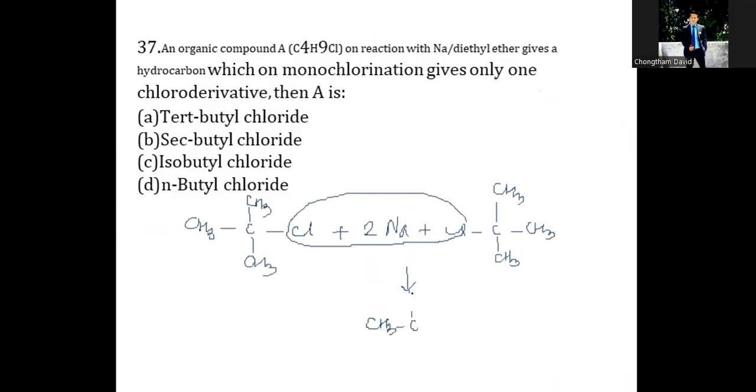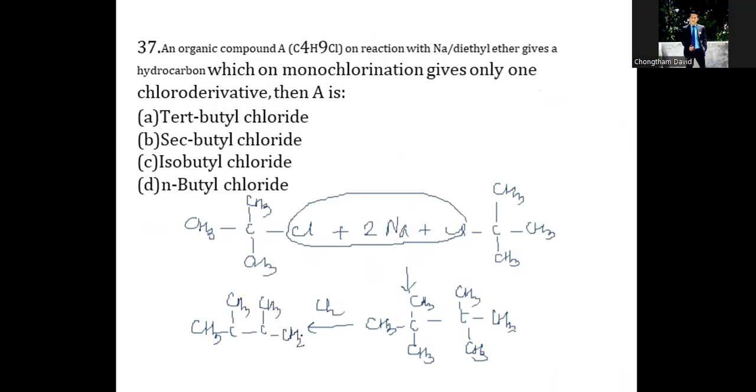After that, you have to undergo monochlorination according to the question. So in the Wurtz reaction, you have an increase in the R group. So monochlorination gives... you should know where you have to undergo chlorination. This is tertiary butyl chloride. Correct answer is A.